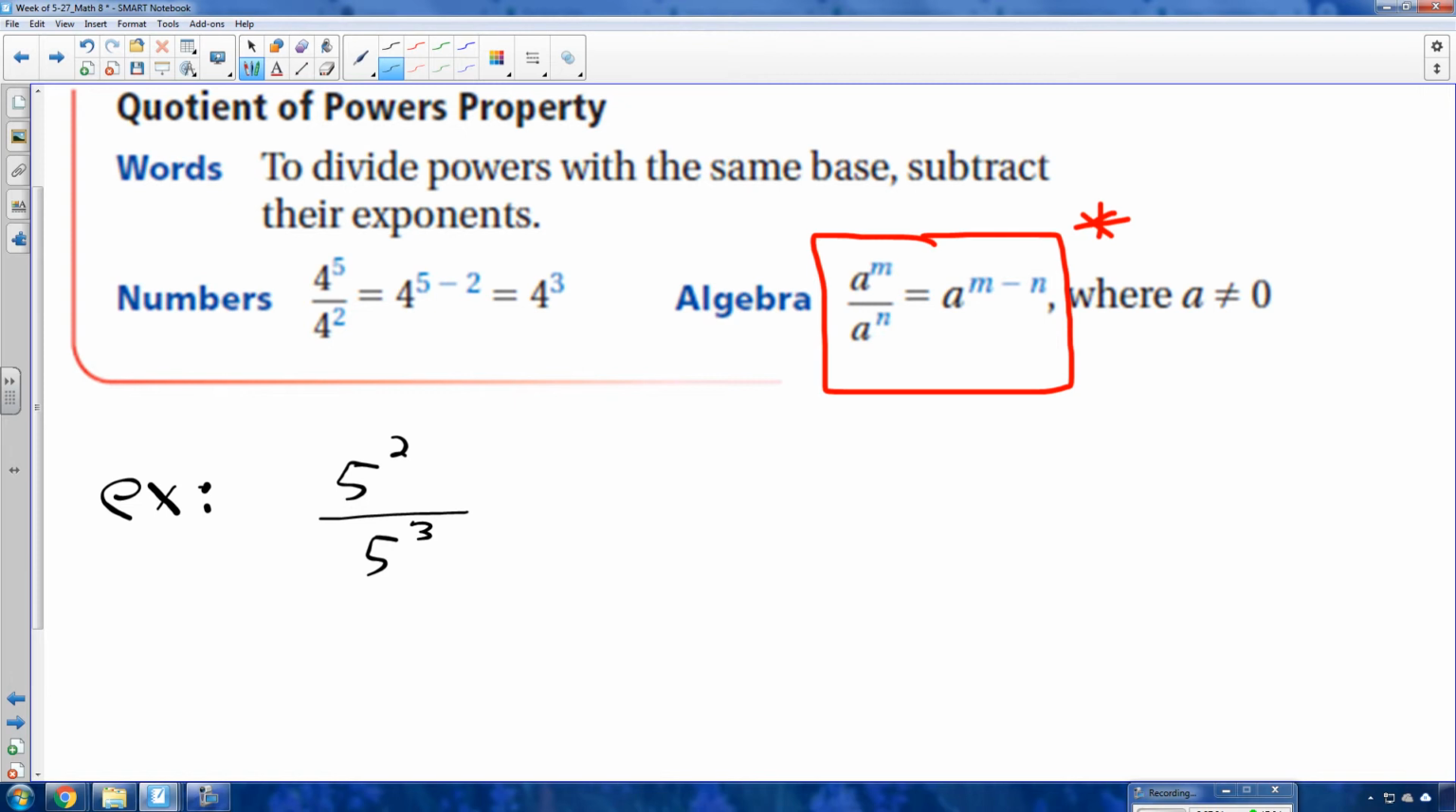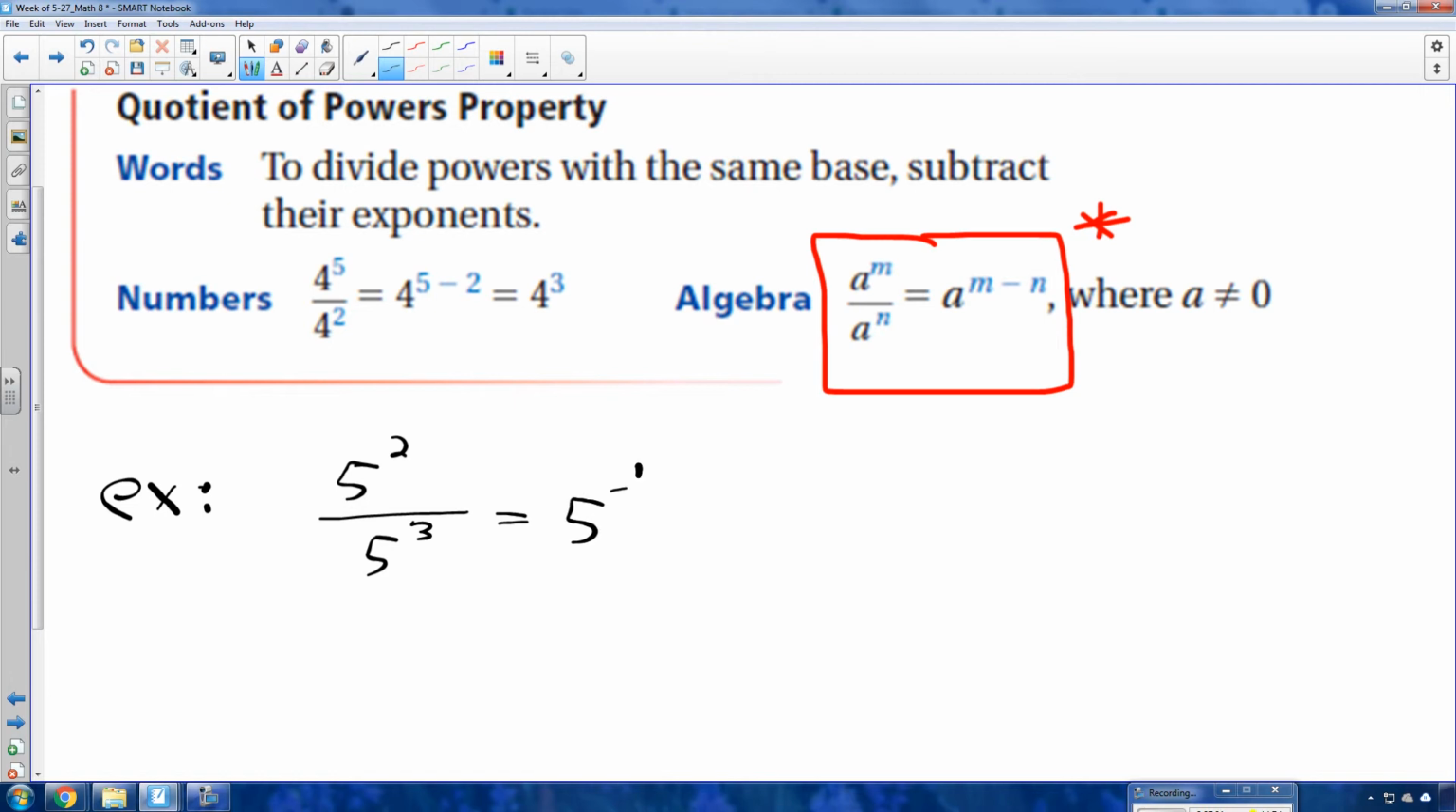So what do you think 5 to the second divided by 5 to the 3rd will come out to by the rule? What does the rule say? Rachel, what's the answer? What do you think the answer would be? 5 to the negative 1? 5 to the negative 1 is correct.